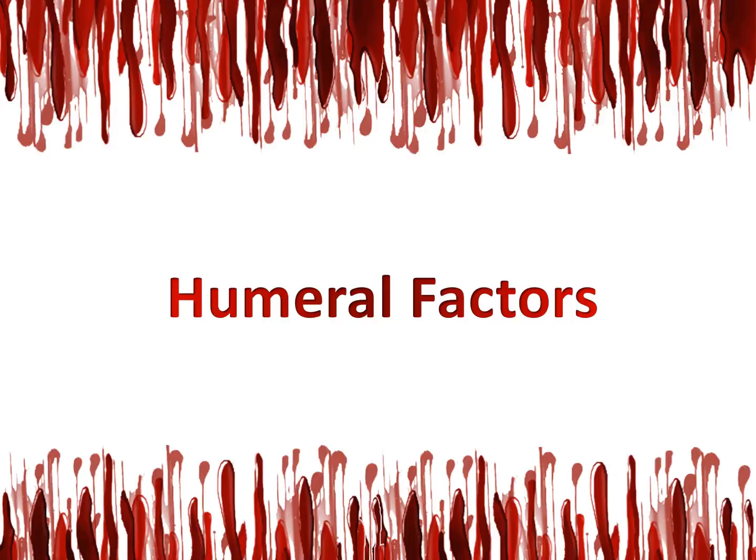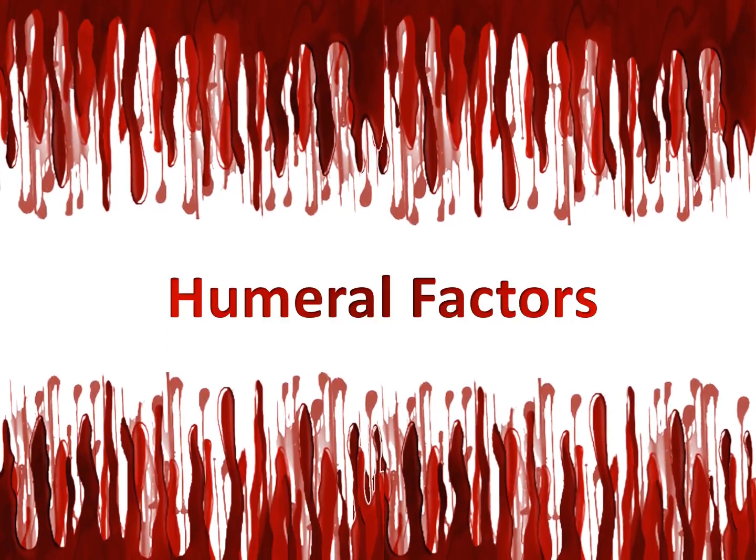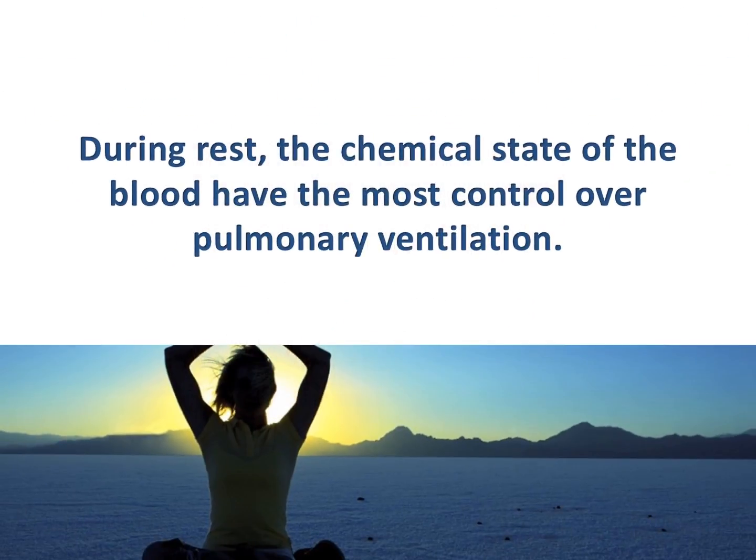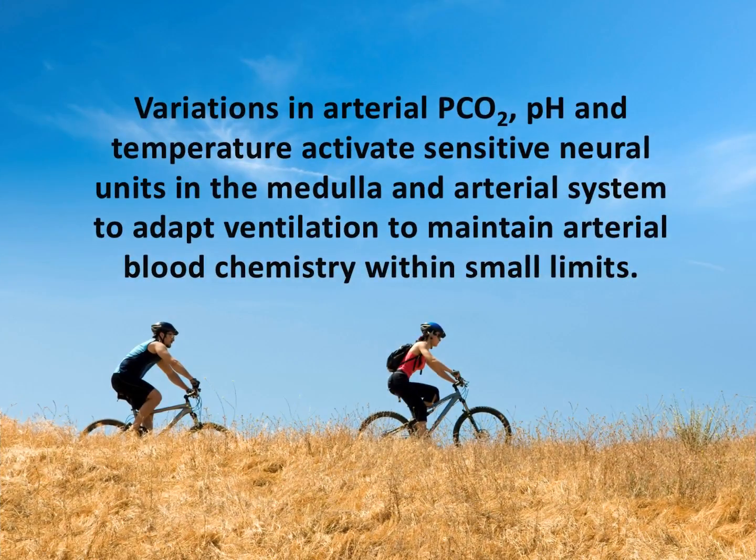We just talked about neural control of ventilation. Now we begin to talk about humoral factors. Humoral factors are factors associated with blood. At rest, the chemical condition of the blood, oxygen levels, pH, and carbon dioxide levels, exert the greatest control of pulmonary ventilation. Carbon dioxide concentration, pH, and temperature are variables that are maintained within narrow limits by means of ventilation.